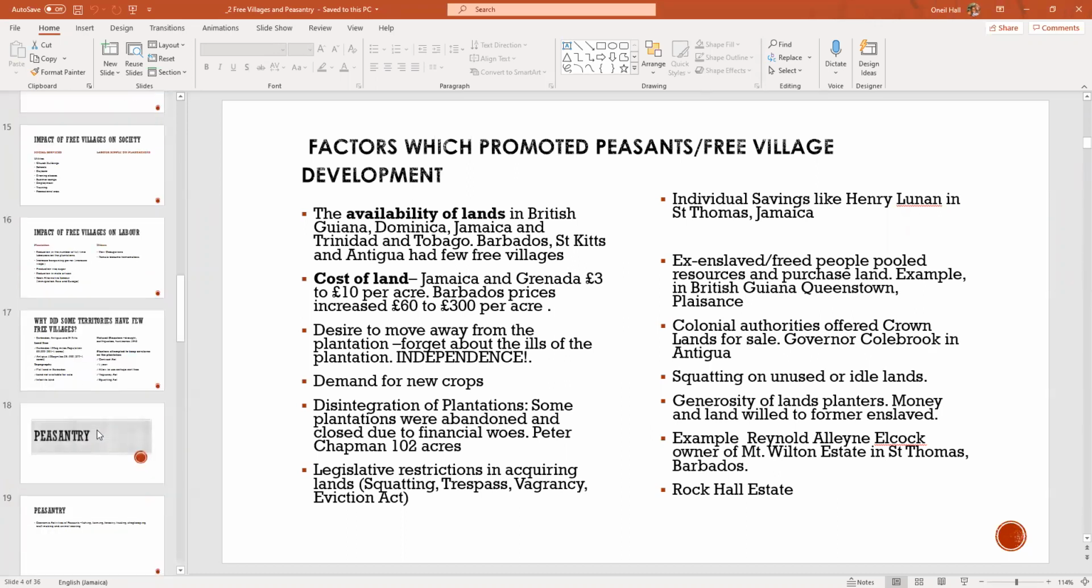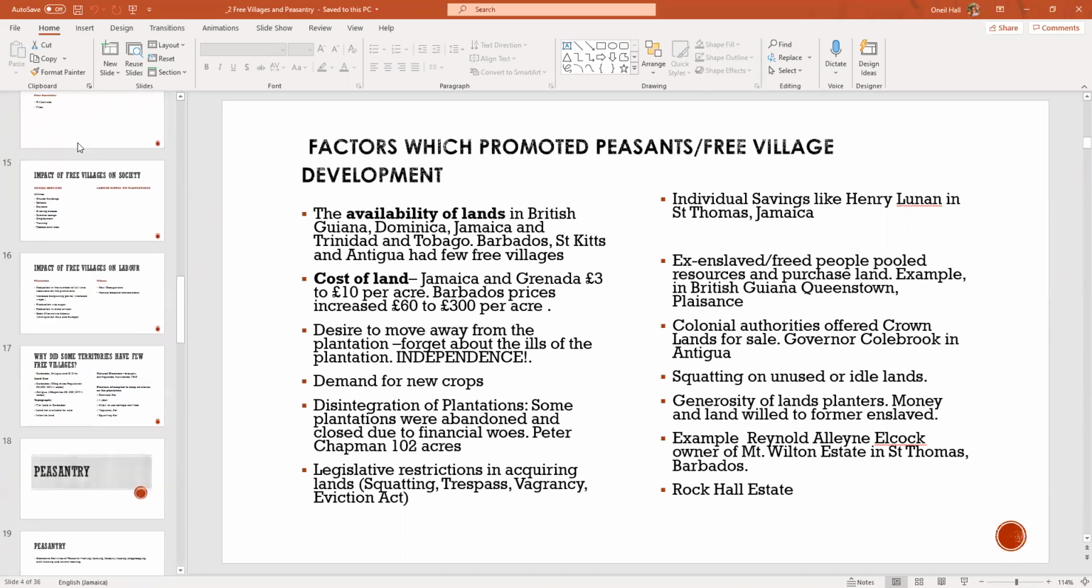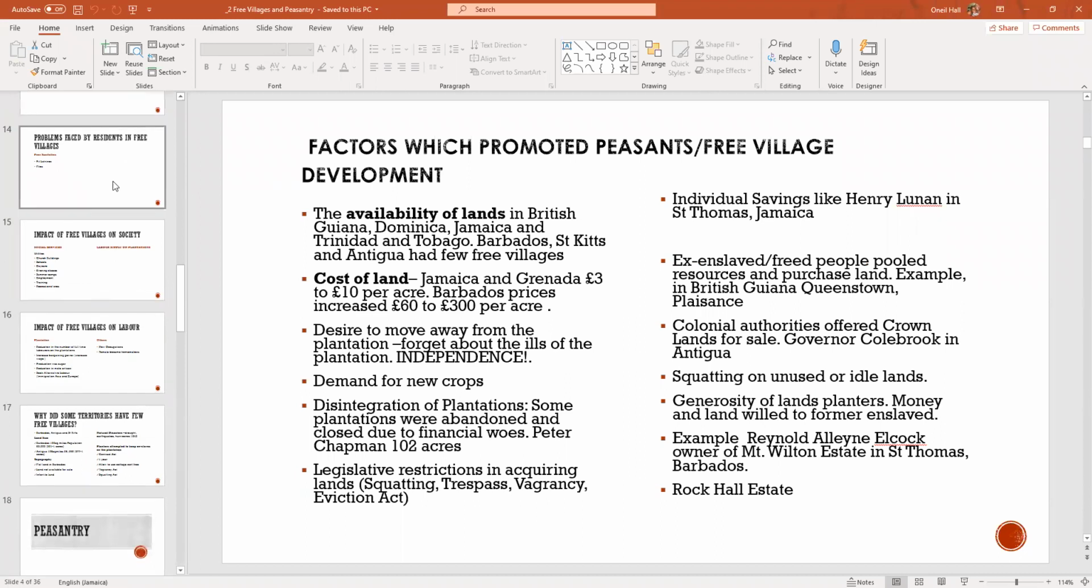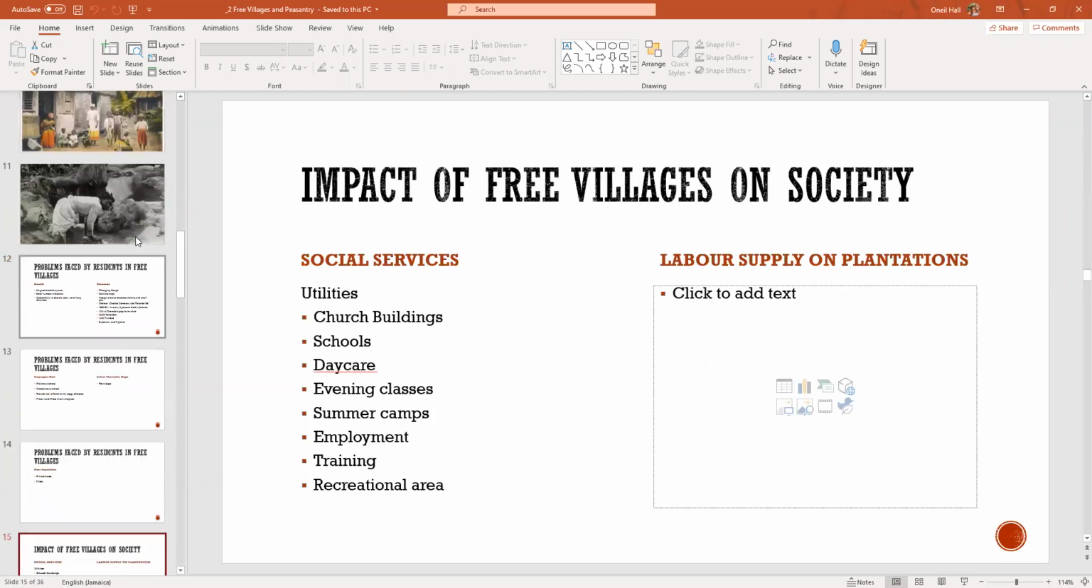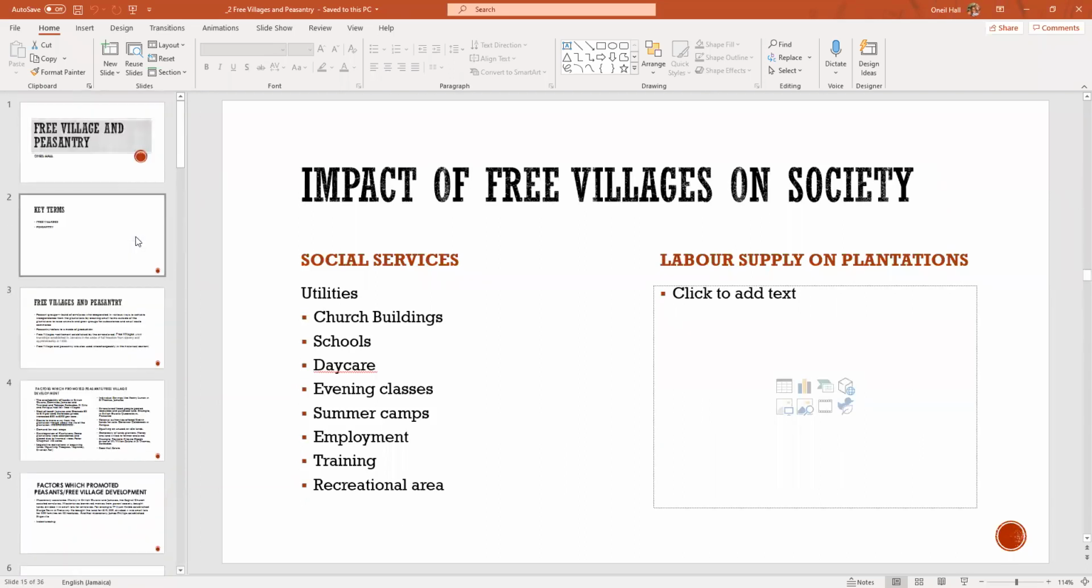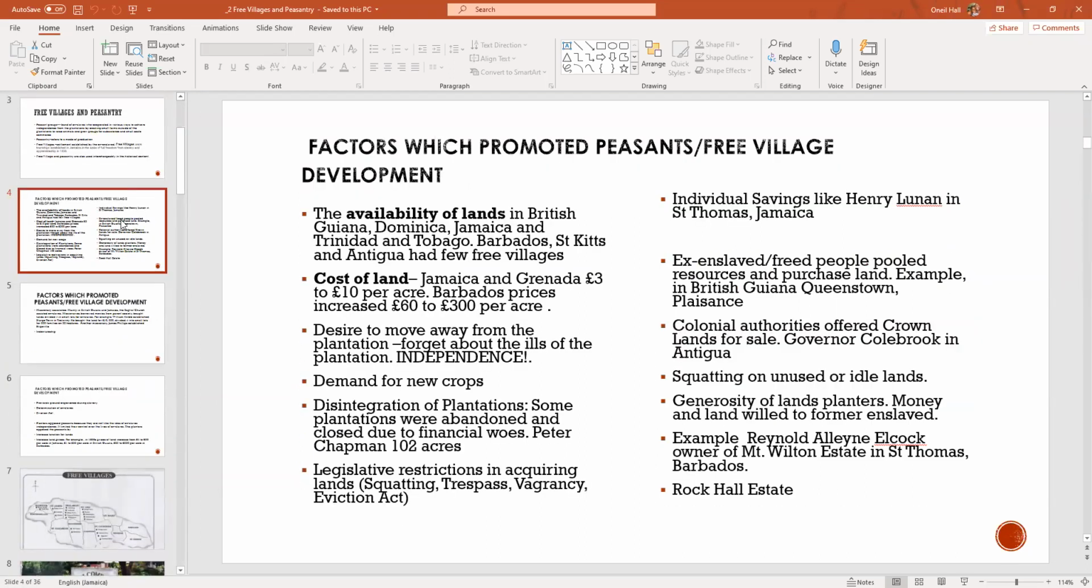All right, ladies, thank you very much for that recap. Just to link the point that Bartley was trying to develop, the cost of land would have increased, and so it was difficult for them to purchase land. All right, Bartley? Yes, sir.